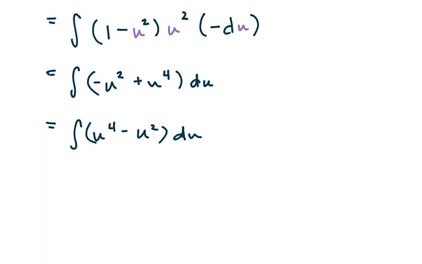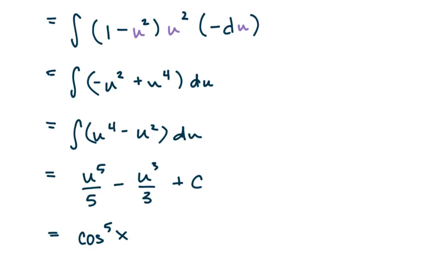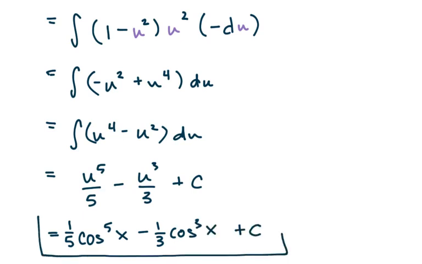So this is easy for us to integrate. That becomes u to the fifth over 5 minus u cubed over 3 plus c. And of course, u we set to be equal to cosine x. So this is cosine to the fifth x over 5 minus 1/3 cosine cubed x plus c. You can leave that 5 and 3 in the denominator, or you can pull them out in front as a rational coefficient. So that's case 1.